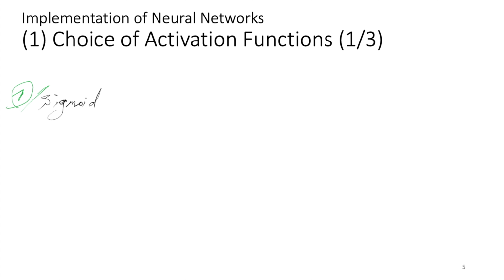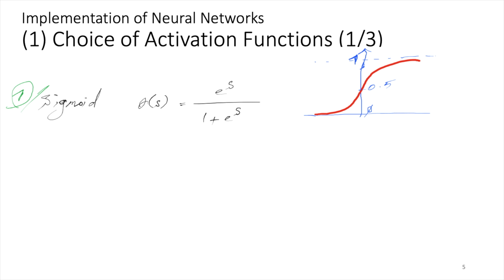So the first one was sigmoid. You already know that. So theta of s was e to the s divided by 1 plus e raised to the s. Okay. So that was a signal. It would give you an output from 0 to 1. That was why it was very neat for us in order to compute probabilities, right? Because the output would be somewhere you could relate to your likelihood percentage.